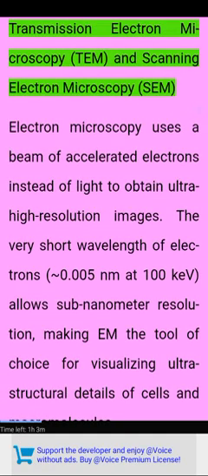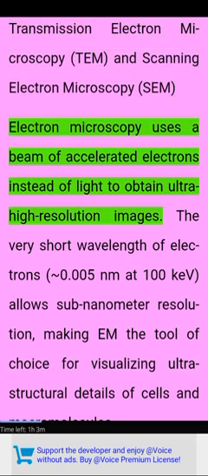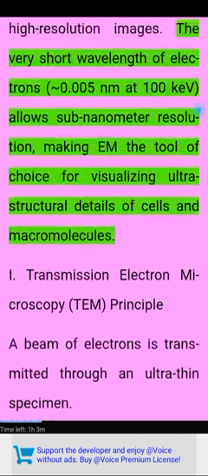Transmission electron microscopy (TEM) and scanning electron microscopy (SEM). Electron microscopy uses a beam of accelerated electrons instead of light to obtain ultra-high-resolution images. The very short wavelength of electrons, approximately 0.005 nanometers at 100 keV, allows sub-nanometer resolution, making them the tool of choice for visualizing ultrastructural details of cells and macromolecules.